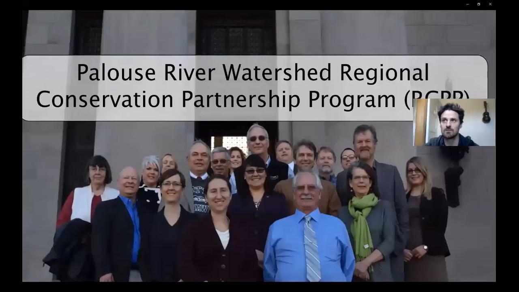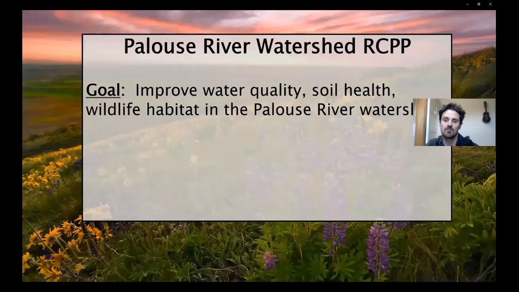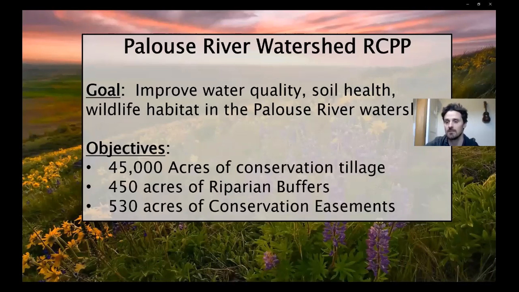So in 2015, this group of 19 partners came together and we wrote a grant to the Natural Resource Conservation Service, and we received it, and the Palouse River Watershed Regional Conservation Partnership Program was formed. The goal of this program was to improve water quality, soil health, and wildlife habitat in the Palouse River watershed. The main objectives were to install a whole lot of conservation practices, including 45,000 acres of conservation tillage, 450 acres of riparian buffers, and 530 acres of conservation easements.